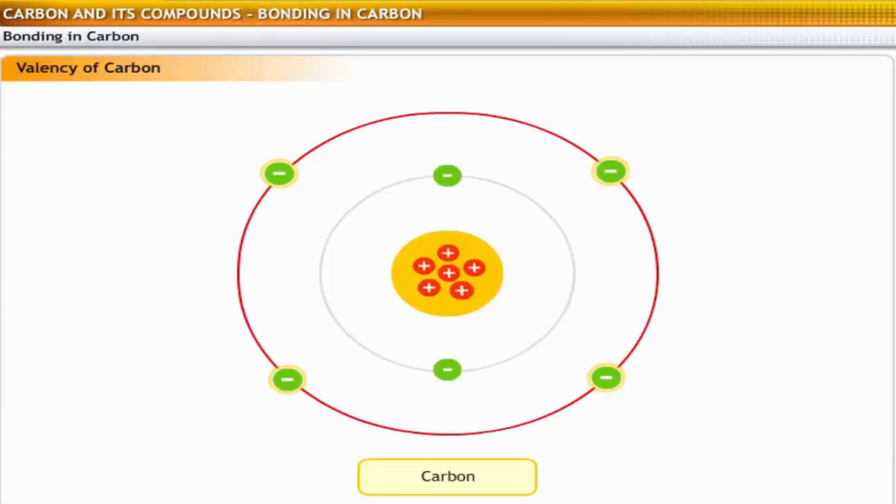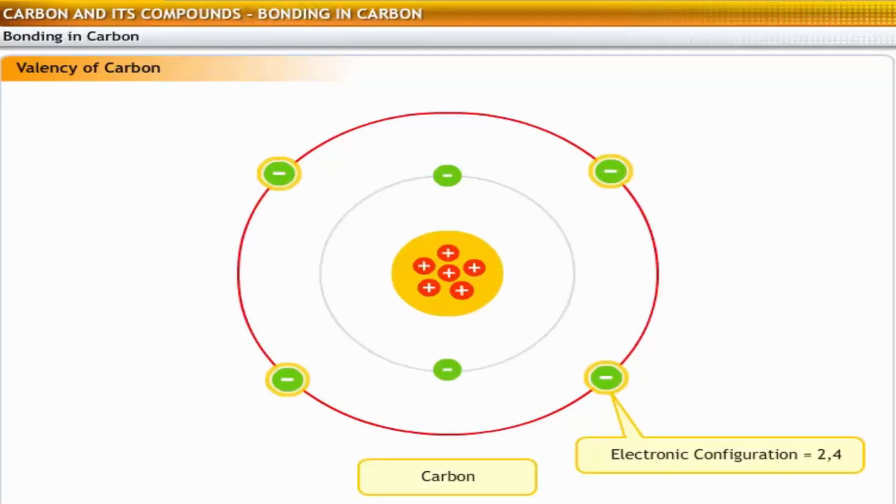To understand the bond formation in carbon, we need to know the combining capacity of carbon. The combining capacity of any element depends on the number of valence electrons. Therefore, in order to know the combining capacity of carbon, we need to know the number of valence electrons in carbon. When we look at the electronic configuration of carbon, it is clear that it has to either gain or lose 4 electrons to attain noble gas configuration.